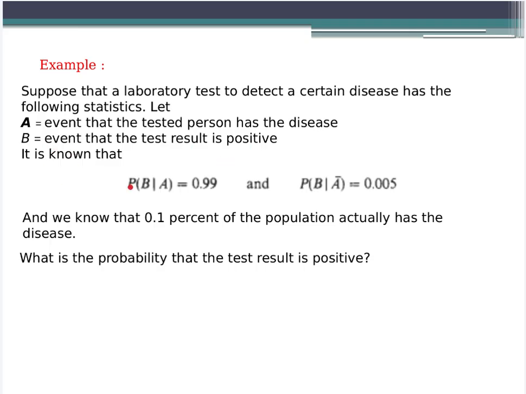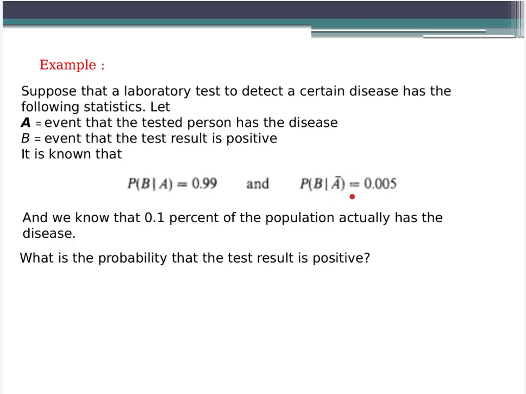It's known that the probability of B given A is 0.99. It means that the probability that the test result is positive given that the person has the disease is equal to 0.99. And the probability of B given A bar.